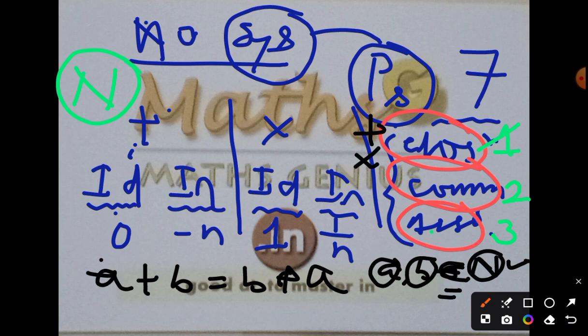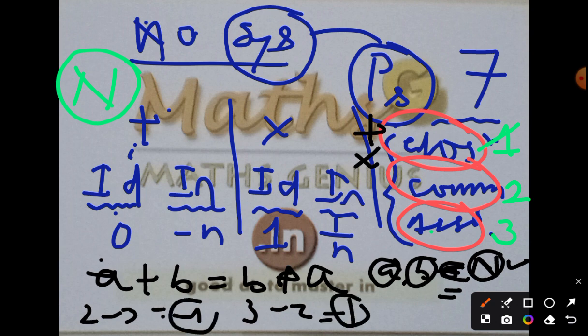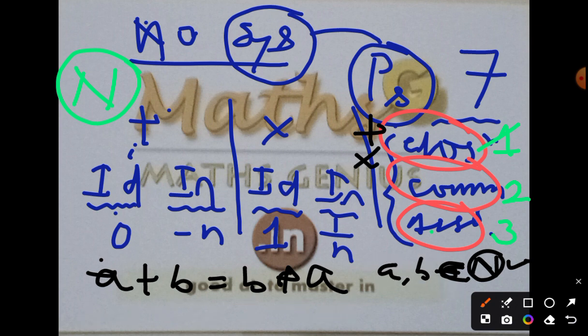But talk of 2 minus 3, how much? Minus 1. Now 3 minus 2? 1. Now they are not the same. So subtraction of natural numbers is not commutative. Similarly, we can say multiplication is commutative, division is not commutative. You can just check it out.